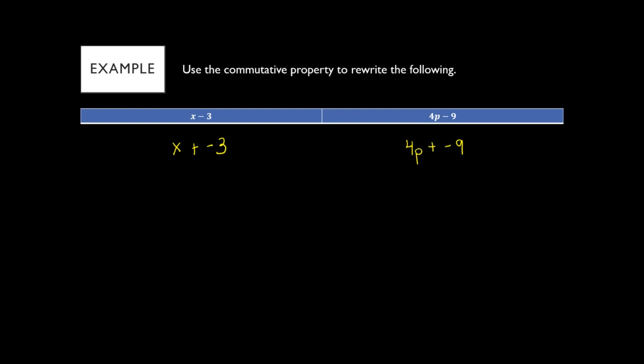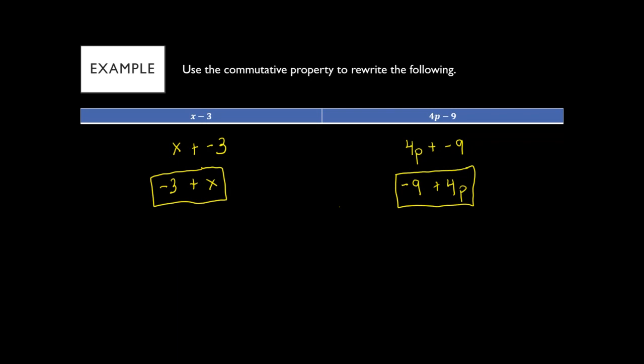The mathematical definition of subtraction is adding a negative. Now we've turned it into addition, so now we can use the commutative property because the order doesn't matter. So we're going to flip-flop the order of the addition because now we've turned it to addition. So that means we have -3 plus x and -9 plus 4p. And so we just used the commutative property to rewrite these. But we had to first take the subtraction and make it adding a negative.